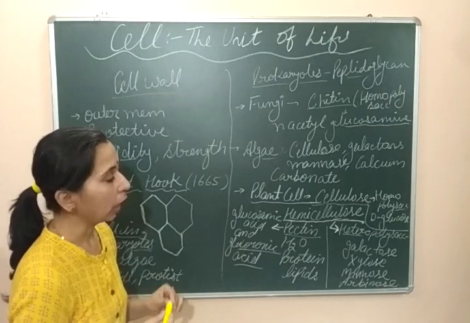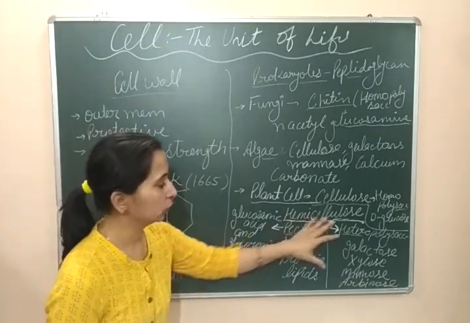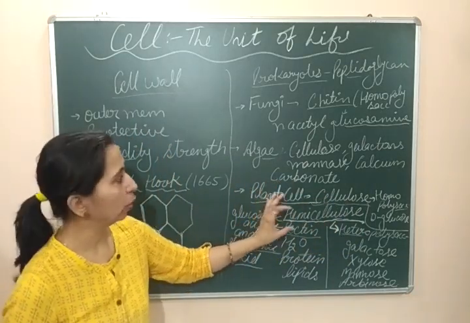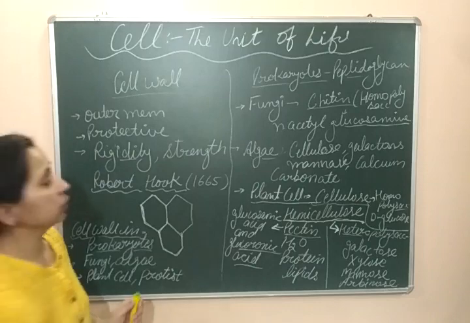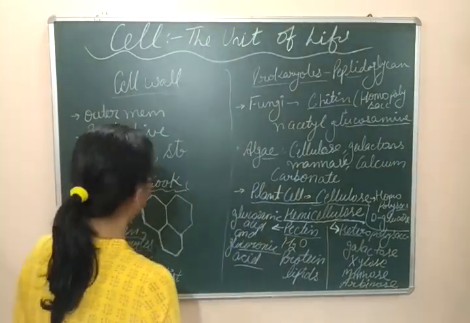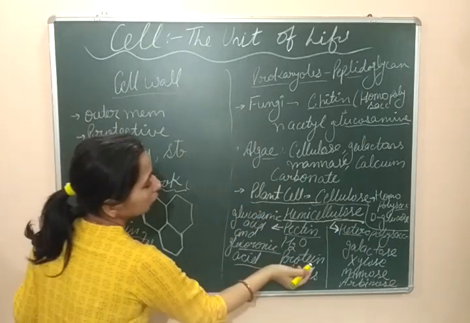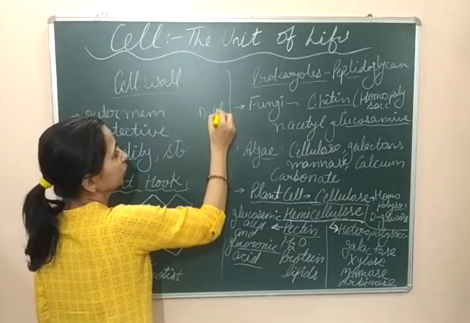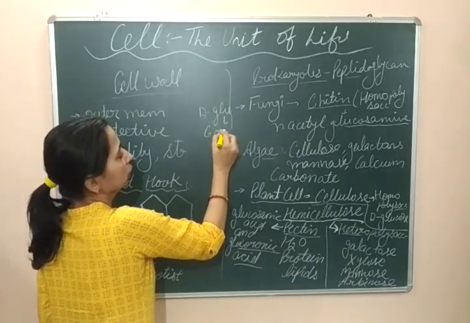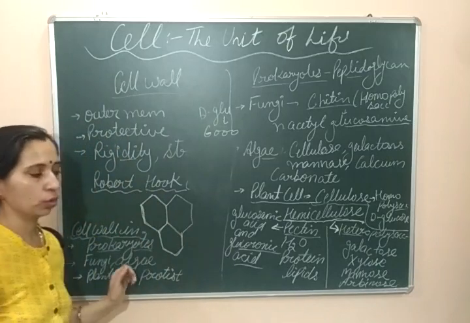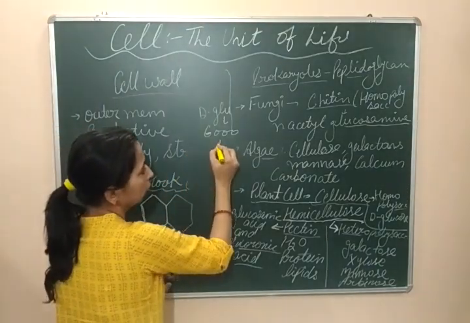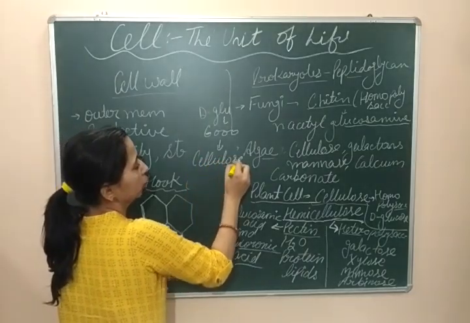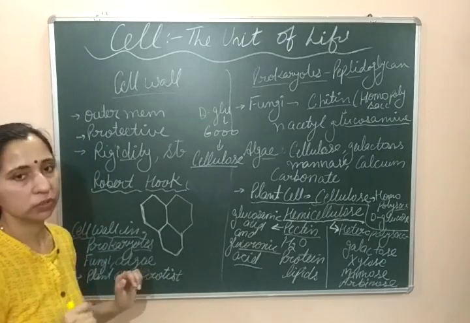Now we will discuss how the glucose molecules arrange together to form the structure of the cell wall. This is a very important part. In the formation of cell wall, these D-glucose molecules join together. Almost 6,000 D-glucose molecules join together and they form one cellulose molecule.